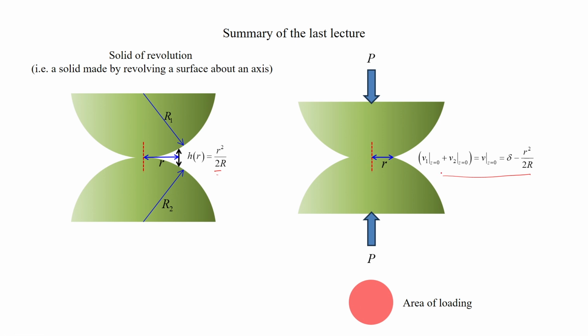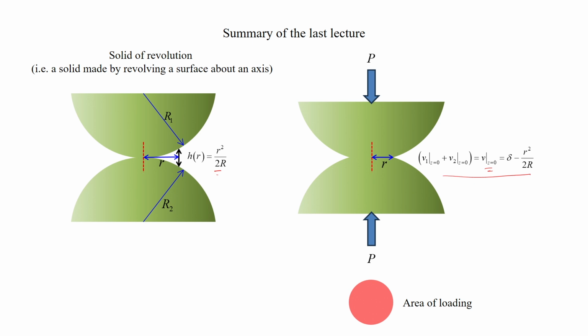Therefore, the total vertical deformation of these two spheres will be given as v1 at z equal to 0 plus v2 at z equal to 0, and that is equal to delta minus r squared by 2R. And if you see from the top, the contact area will look like this circle.